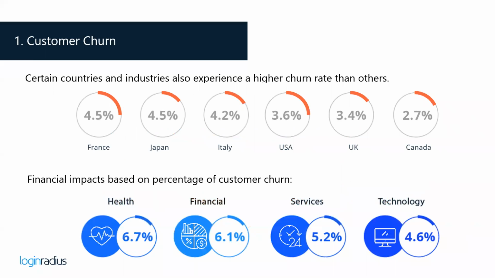And then again, breaking that down by region, we can see there are certain countries that experience a higher churn rate than others, which means that for those regions, the associated cost for customer churn is also higher. In terms of industries, the health and financial industries take the biggest hit in terms of customer churn, because those are the industries that obviously deal with more sensitive data than other industries do.